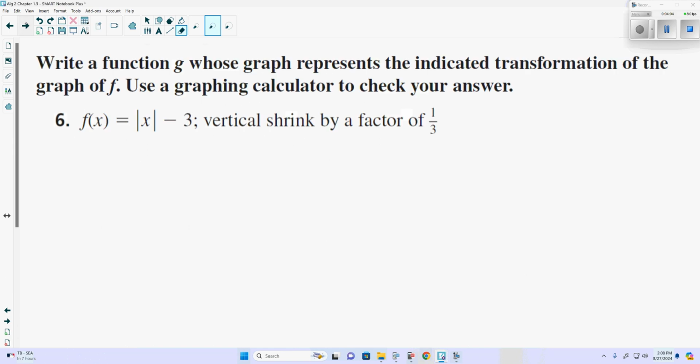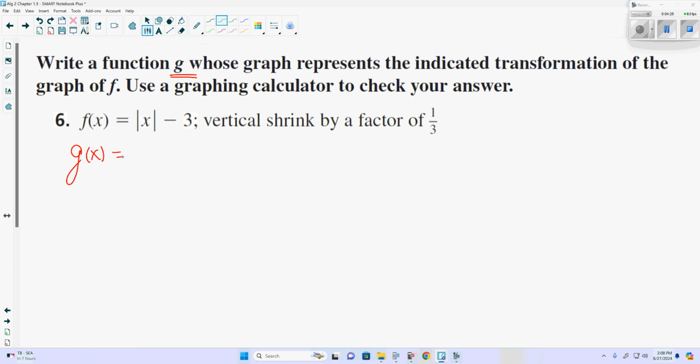So we look at this first one here where we left off with, we're given the function f of x equals the absolute value of x minus 3. And we want to apply a vertical shrink by a factor of 1/3. Now at the top, they told us we want to name the function g. So we're saying g of x is equal to.